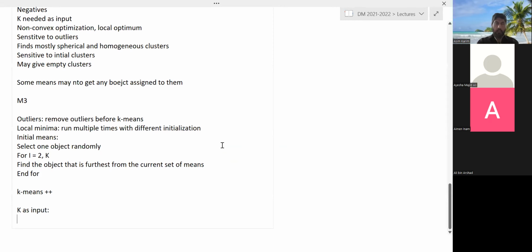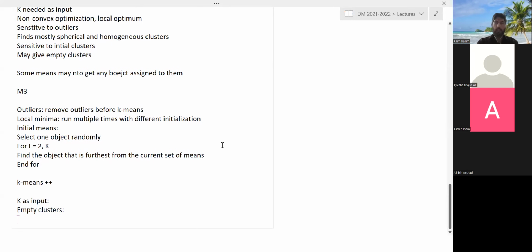ठीक है, so ये हो गया and then of course empty. So empty clusters का issue of course can be reduced if you select initial clusters that are quite diverse. जो ऊपर हमने बात की थी selecting of initial clusters, उससे भी reduce हो सकता है. ठीक है, so you can use that to reduce the issue of empty clusters.